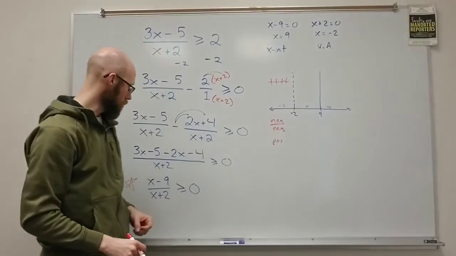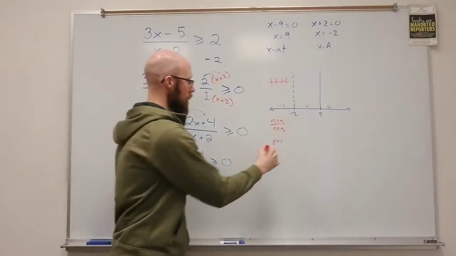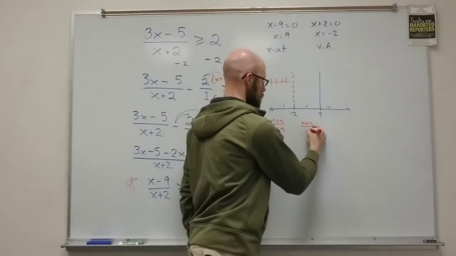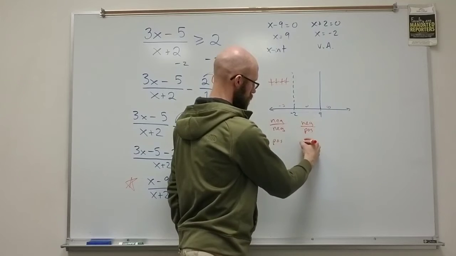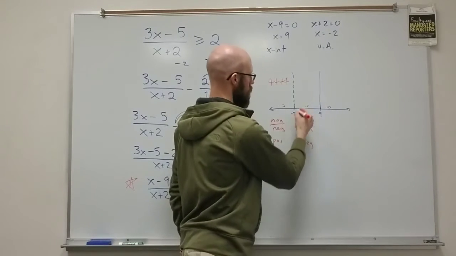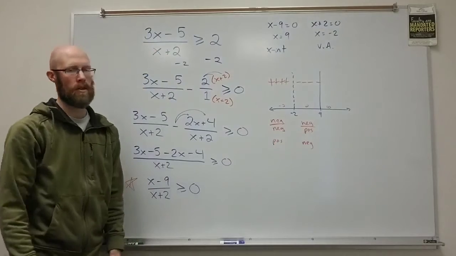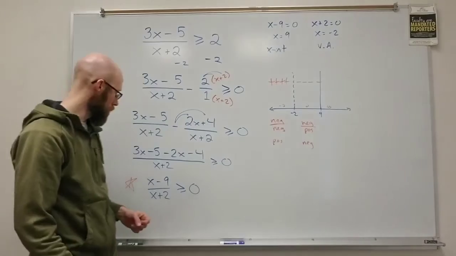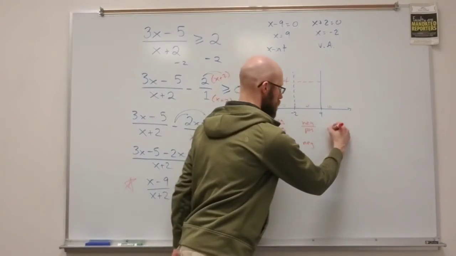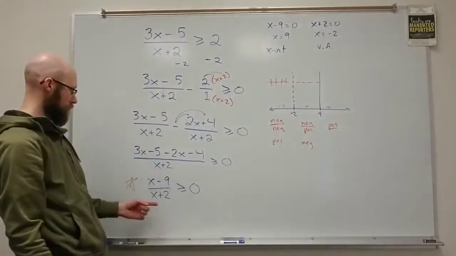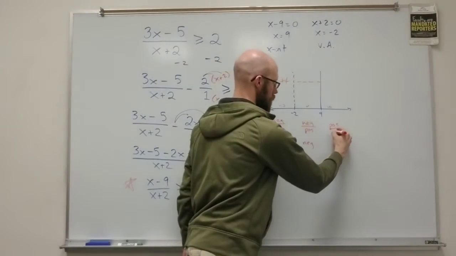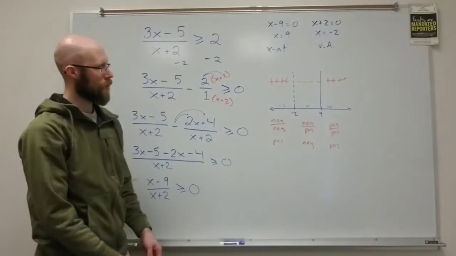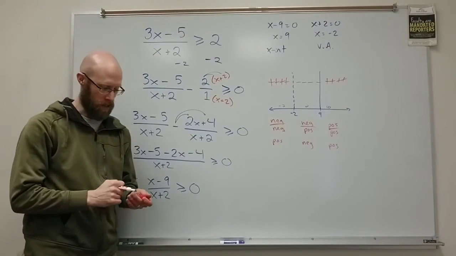When I plug in a 0, 0 minus 9 is negative. And 0 plus 2 is positive. And so the ratio of negative and positive is a negative. So that means everything in the middle there will be negative for outputs. And when I plug in the positive 10, 10 minus 9, well, that's a positive. And on the bottom, 10 plus 2, well, that's also positive, which makes a positive ratio. So every output from the right interval will be positive.